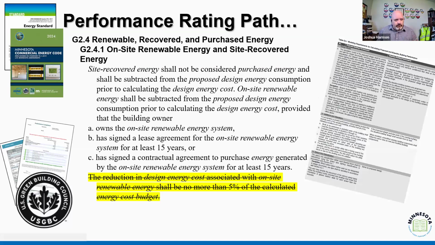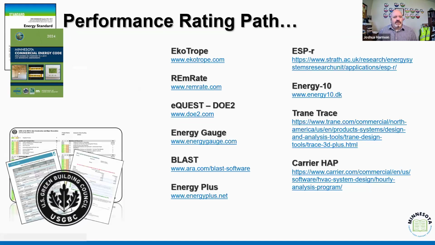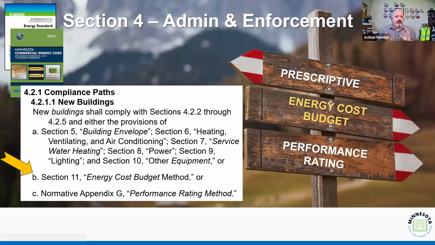Again, on-site renewables are a part, and you get a variety of different reports from a variety of different locations. All of those are options. So our 3 different compliance paths are our prescriptive compliance path, our energy cost budget, and our performance rating. We're looking at how it meets the requirements, how it operates as a whole, what it costs, and what the performance rating is.